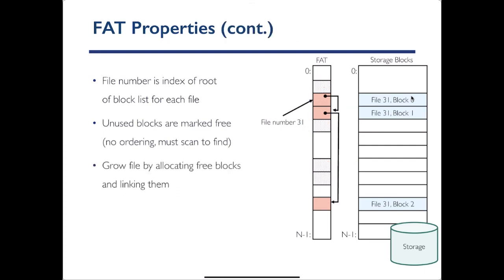Now, if you want to append a new block to your file, it's easy. You find the last one, you find a free entry in your FAT, you mark it as used, and then you create a link to this file. And that's how you can grow your files.